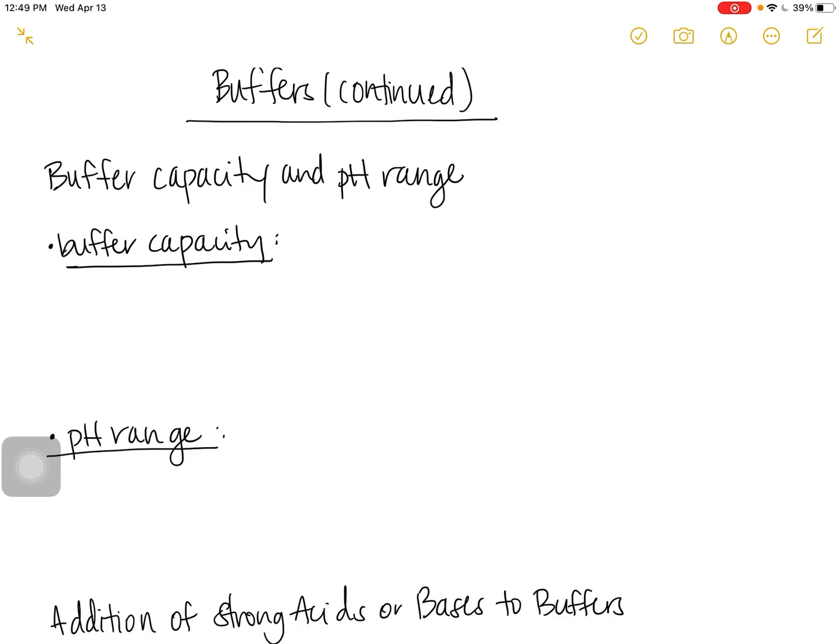Alright, this video is the continuation of the buffer video, and we're going to talk about buffer capacity and the pH range over which buffers are successful, and then how do we calculate the pH after a strong acid or a strong base is added to a buffer situation. Okay, so the first part of this is a discussion of something called buffer capacity. So I will define that.